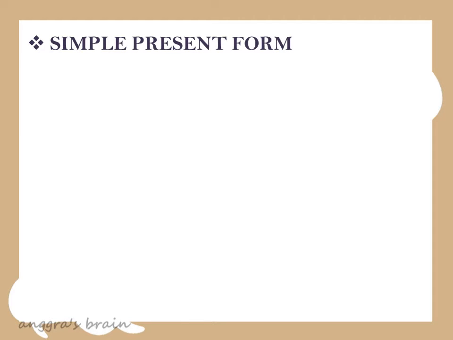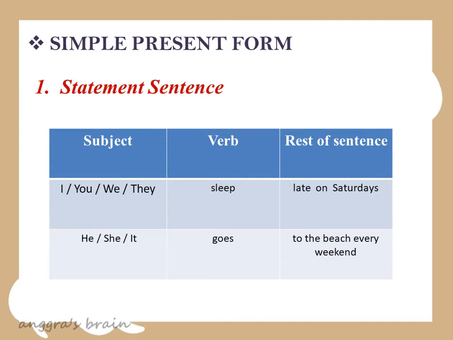Next, we come to the second one, the simple present form. The first one of it is the statement sentence. I made a table for you. I will divide the table into 3 columns. The first column is subject. The second column is verb, and the last column is rest of sentence.